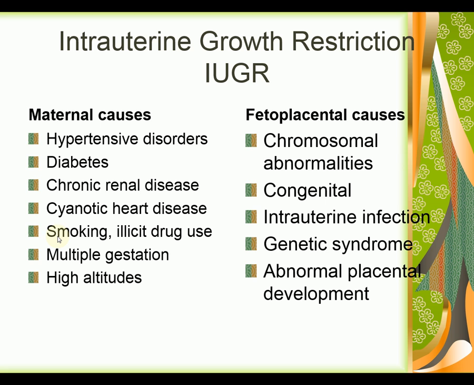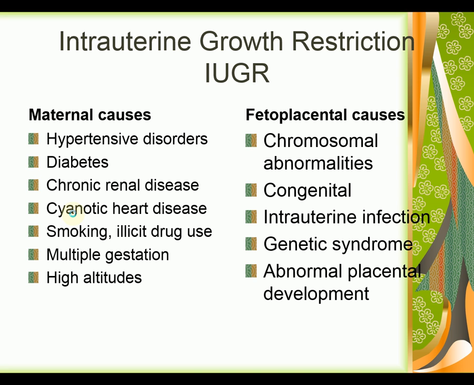Diabetes, pregestational diabetes, can cause intrauterine growth restriction, because if their vessels are constricted from having diabetes for quite some time and they're not controlling their blood sugar, the babies will be intrauterine growth restricted. Renal disease, chronic or cyanotic heart disease. The mother's barely able to provide for her own metabolism, let alone the baby's growth. Smoking, multiple gestations, and high altitudes, because you don't get enough oxygen in.